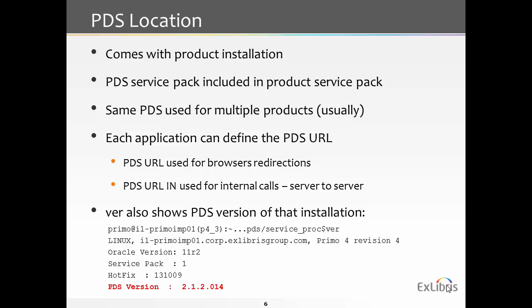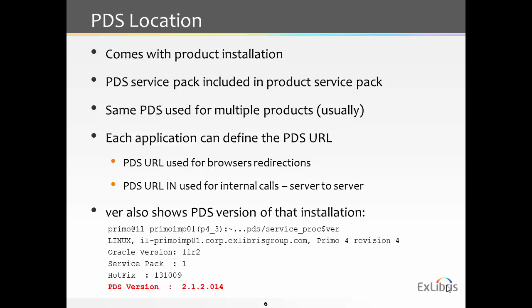The service spec of PDS is included in the product's service spec, which means that if we use the PDS on the Primo server, then when the Primo version is updated, the PDS version may also be updated. As we said, the same PDS instance will usually be used for multiple products. And because PDS is a standalone component which has a URL, each application can define its own PDS URL. And if different applications define the same PDS URL, they can have single sign-on between them.